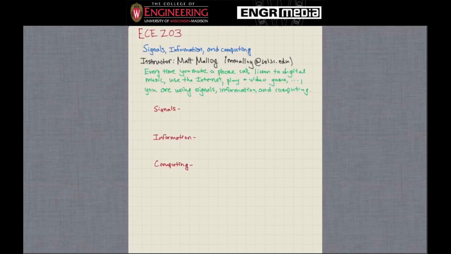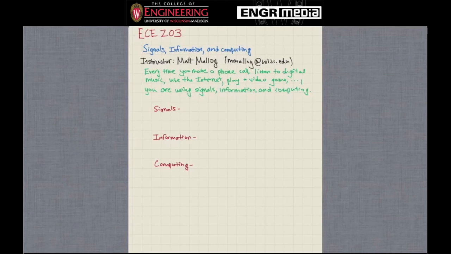Like I said, the title of the course is Signals, Information, and Computing. And I want you to think about how every time you make a phone call, use your cell phone, listen to digital music, maybe use the internet, play a video game, or watch a video on YouTube that's transmitted to your laptop over Wi-Fi, you're using signals, information, and computing. I want to define these terms in the context of this class.